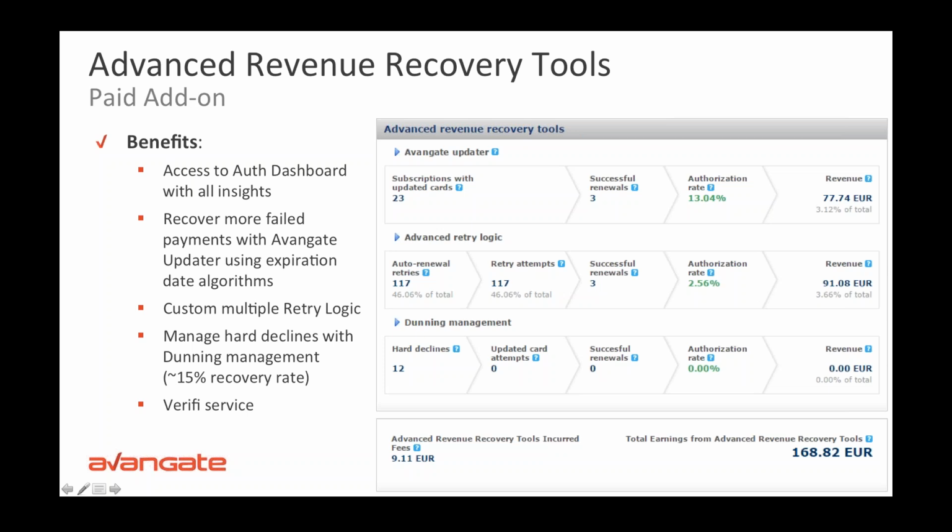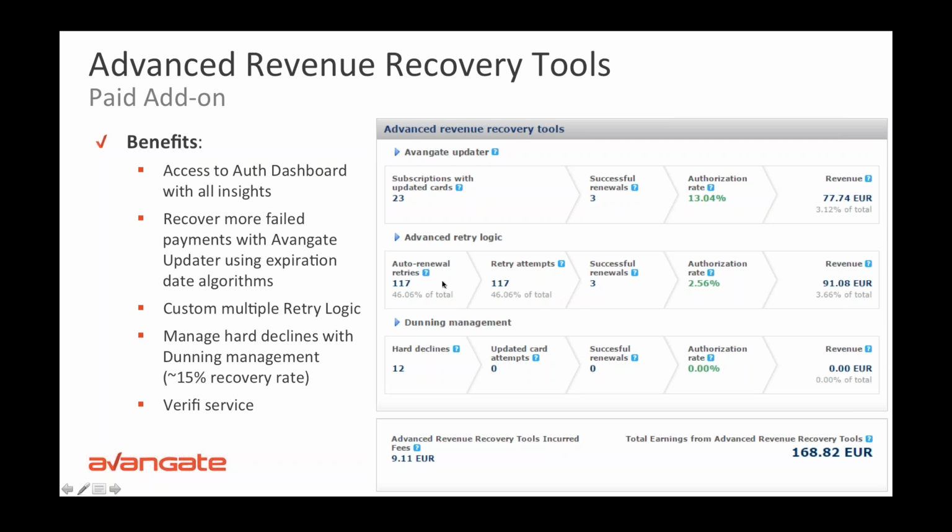So what this has is a collection of all of these tools. It has what you see here in the authorization dashboard. It has an account updater that basically takes all of the credit cards, sends them externally to Visa and MasterCard, and gets the most updated credit card. So if cards were lost or stolen, you always have the latest card before you run it, thereby improving the authorization rate. You have advanced retry logic.